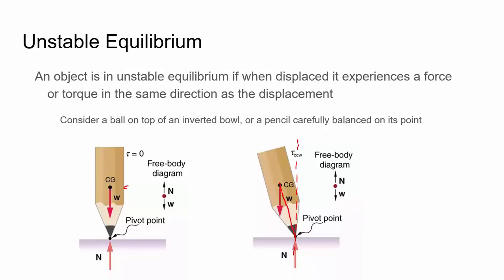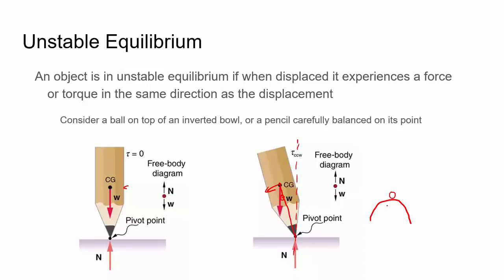Right now it's got a force and a lever arm, and this is a non-zero angle, and so this is actually going to cause rotation, and it's going to fall over. So even though the normal force and weight still balance, there is a net torque here. This is unstable equilibrium.